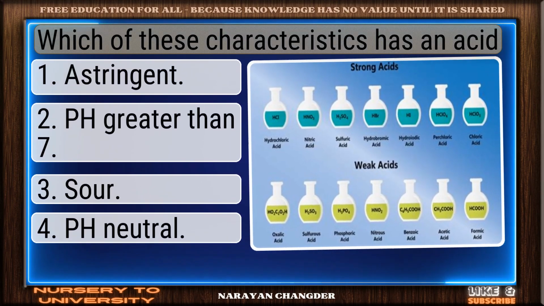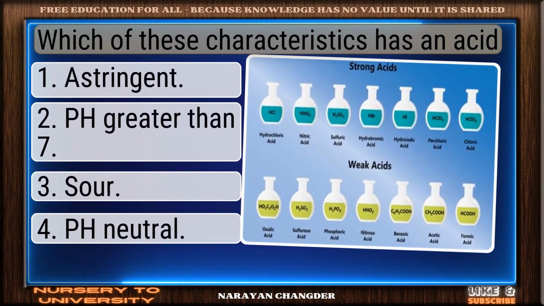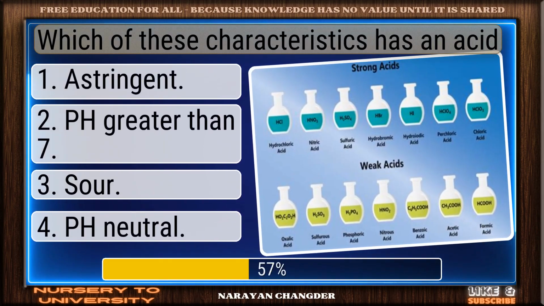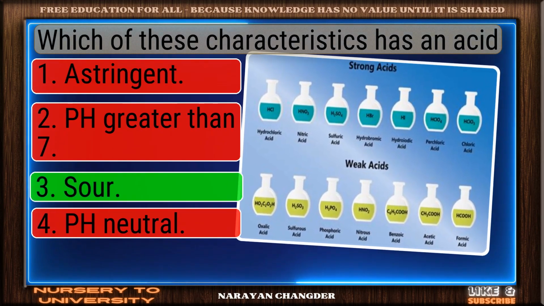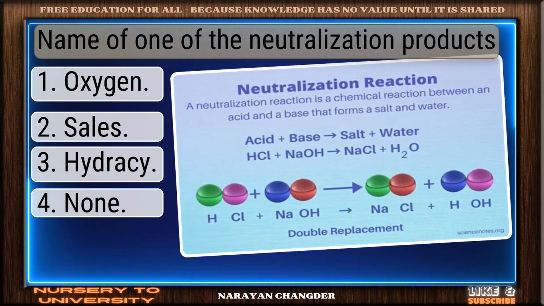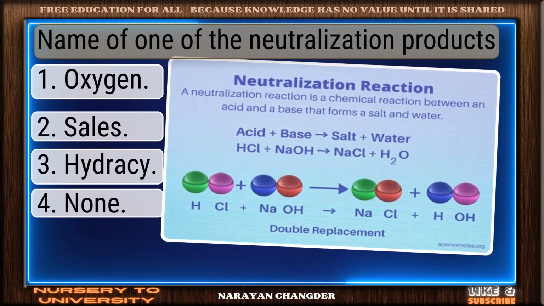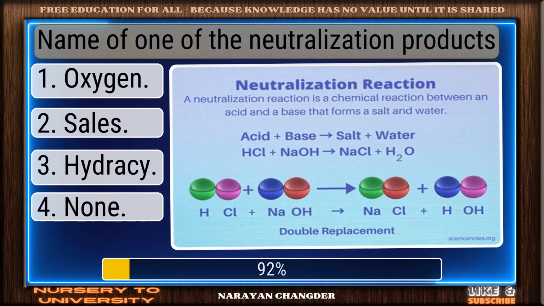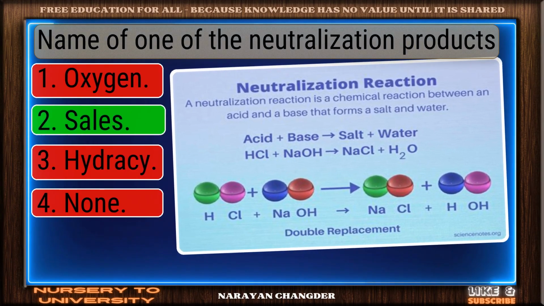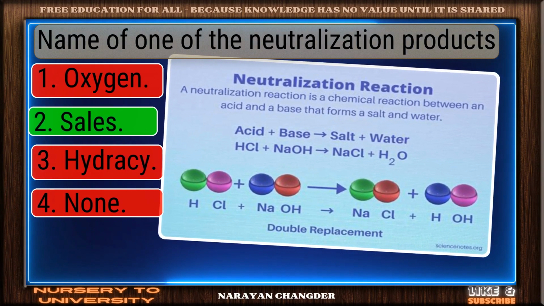Question number 1. Which of these characteristics has an acid? Right choice. Sour is the best answer. Question number 2. Name of one of the neutralization products. You got it? Your choice, salt, is right.